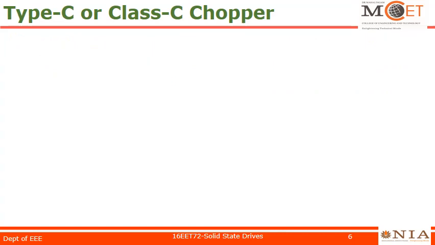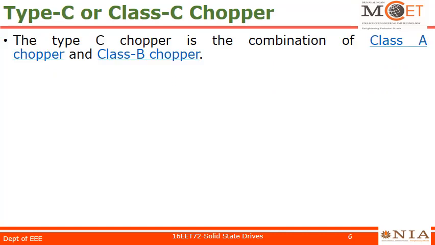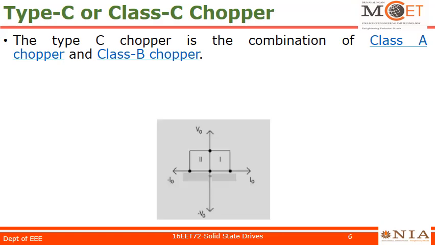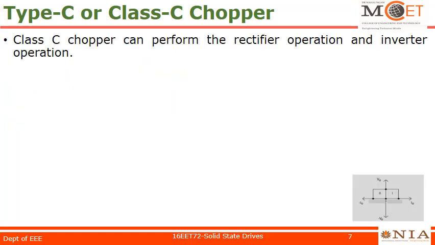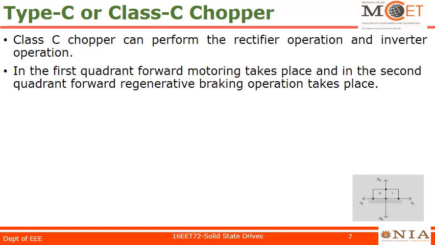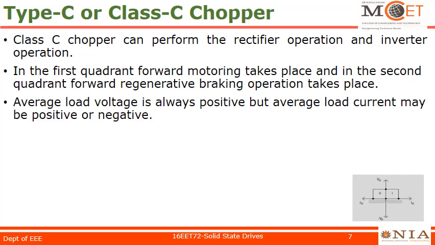So let's see the class C chopper. The type C chopper is a combination of class A and class B choppers, so it's a 2-quadrant chopper. The first quadrant is meant for forward motoring and the second quadrant for braking. The operations are shown here: on the x-axis current is taken, on the y-axis voltage. The class C chopper can perform rectifier operation and inversion operation. In the first quadrant forward motoring takes place, and in the second quadrant regenerative braking takes place.